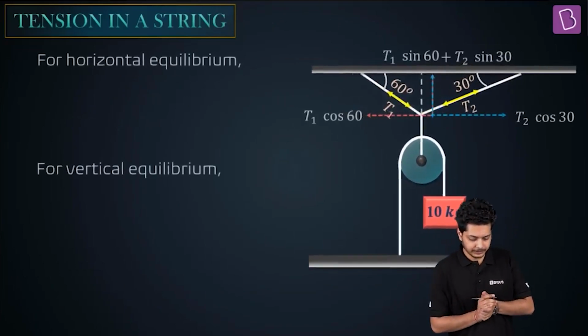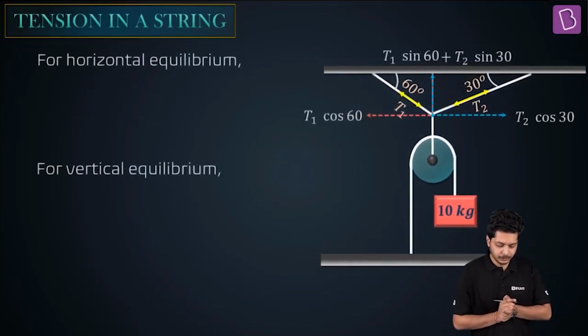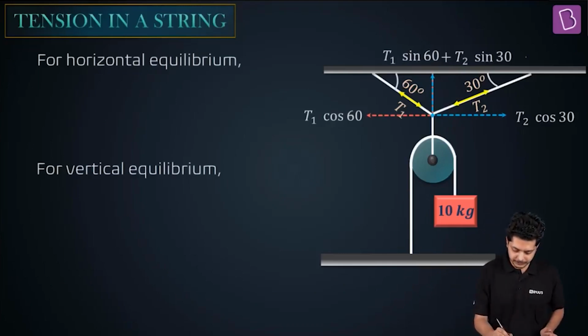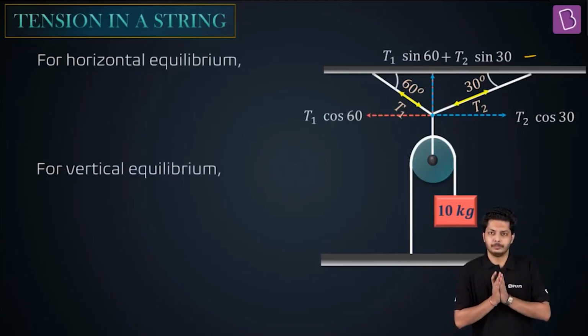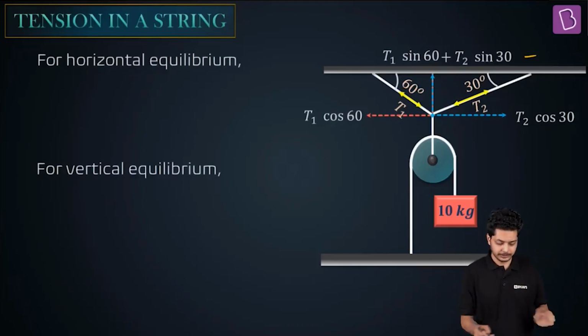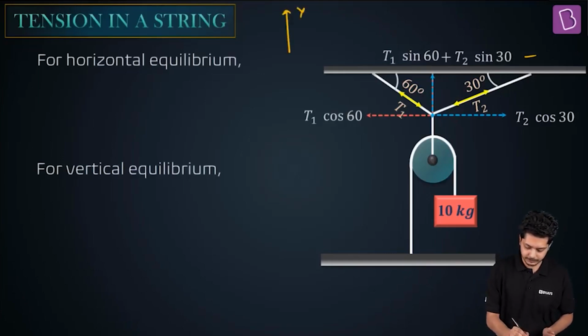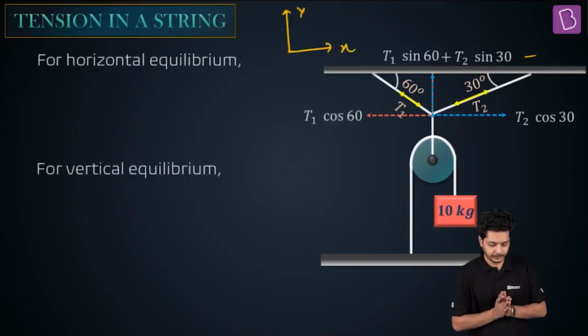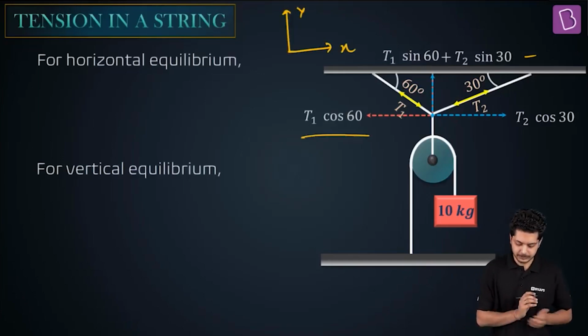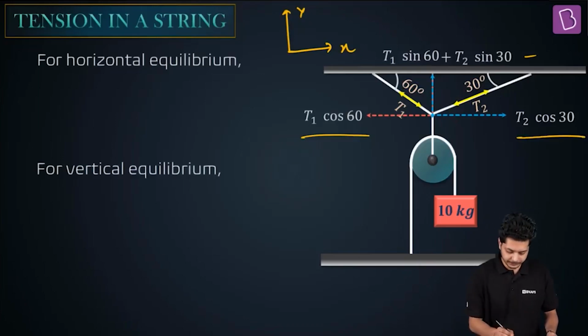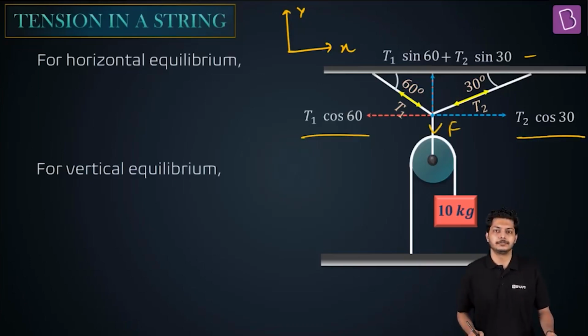Here in the diagram you can see it clearly. We have two forces in the positive y direction, which are T1 sin 60 degrees plus T2 sin 30 degrees. Let's say this is positive y and this is positive x. So in the negative x direction, T1 cos 60 degrees, and in the positive x direction, T2 cos 30 degrees. And there is another force in the downward direction, which is F, equal to 2T.